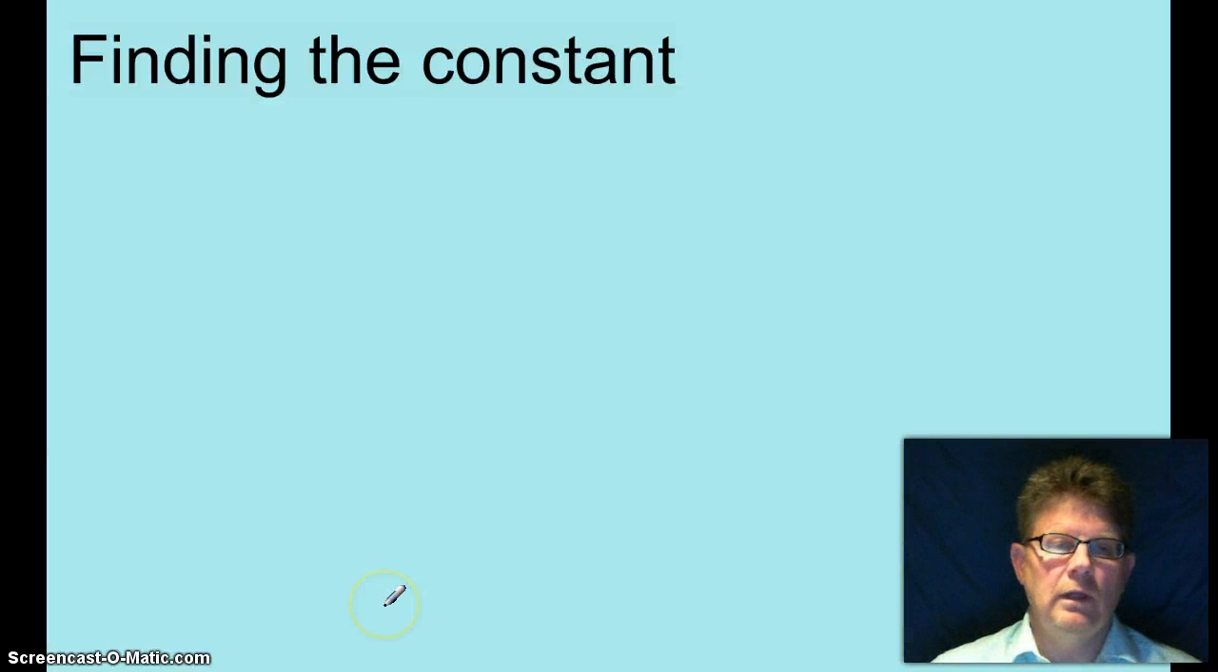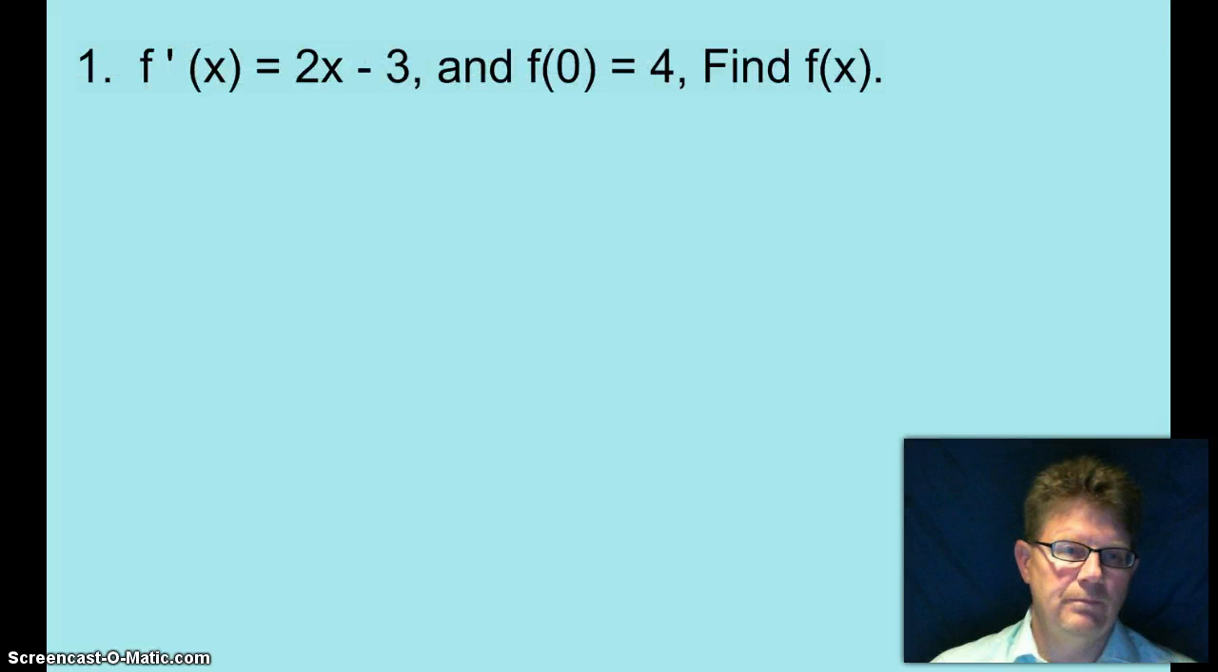Welcome to indefinite integrals, lesson 2, finding the constant, where we've spent some time finding antiderivatives, finding integrals, and having a plus c. Okay, in this case, you're going to be given an original value, and from that you can find the constant. So let's go right on to the first example.